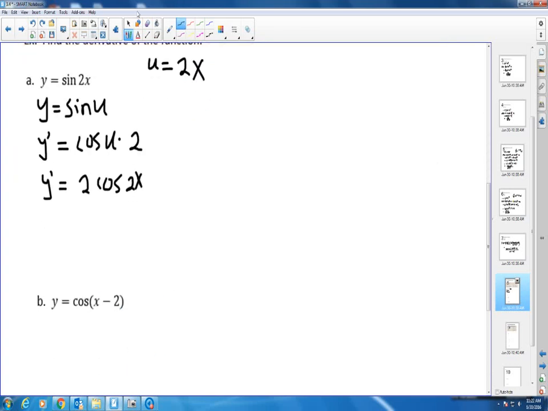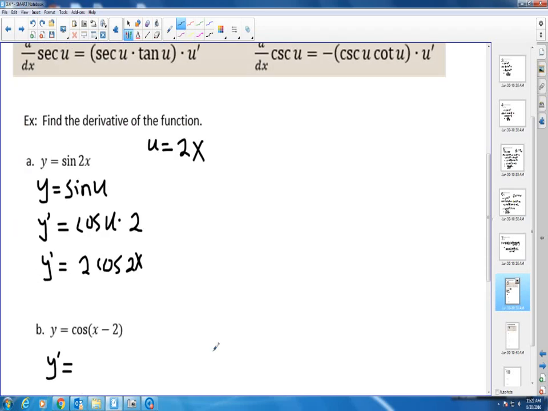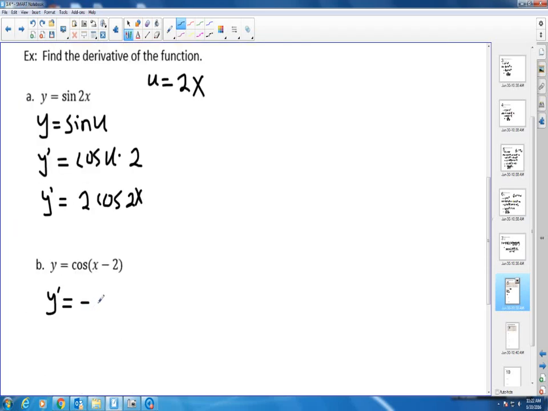Alright, check out this one. If I want to take a derivative, cosine is the outside function. The derivative of a cosine is negative sine, so that will be the derivative of the outside of the inside times the derivative of the inside. The derivative of x minus 2 will just be 1. So this answer will just be negative sine of x minus 2.